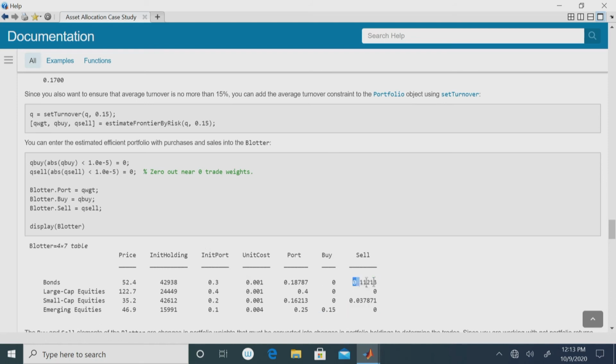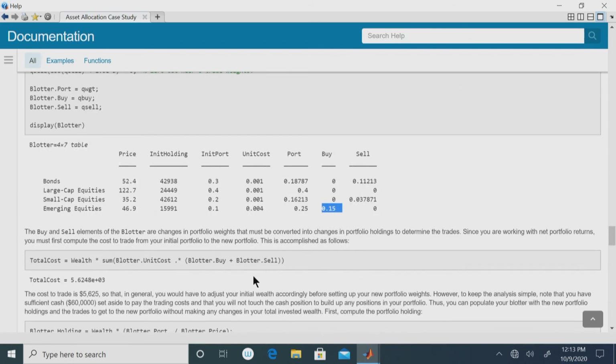So, everything that you get by selling off bonds and small cap equities is then reinvested in emerging equities. Now, you have to take into account that this buying and selling will involve transaction costs. So, accordingly, you have to take the blotter into unit cost. What is the blotter into unit cost?